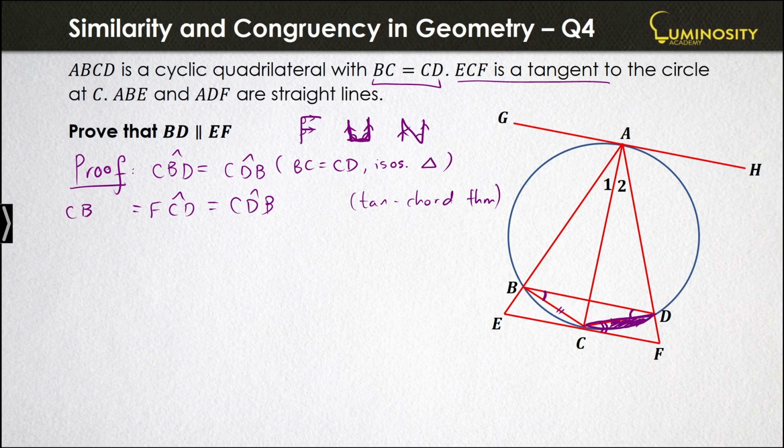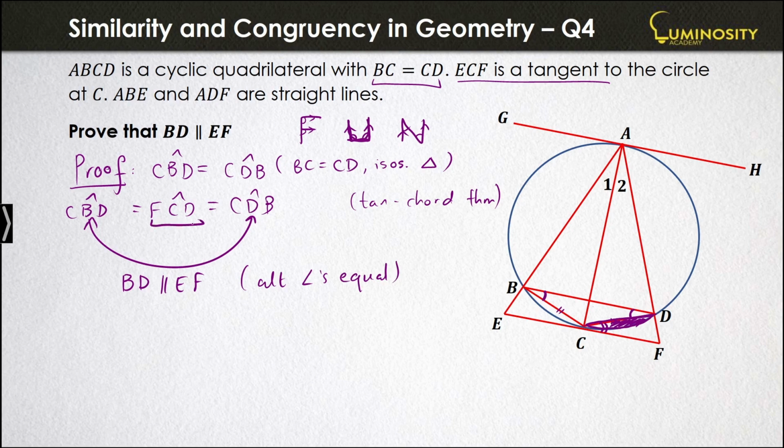So I should write that first as equal to angle CBD, but angle CBD is equal to angle CDB because of the isosceles triangle that we noted above. Okay, so what I've proven is that alternate angles are equal. So I can say that the line BD is parallel to the line EF by alternate angles equal. The alternate angles that are equal are this angle here, FCD, and this angle, CDB. So that is the proof that those two lines are parallel. We used alternate angles are equal and the tan chord theorem, along with noting the isosceles triangle there.